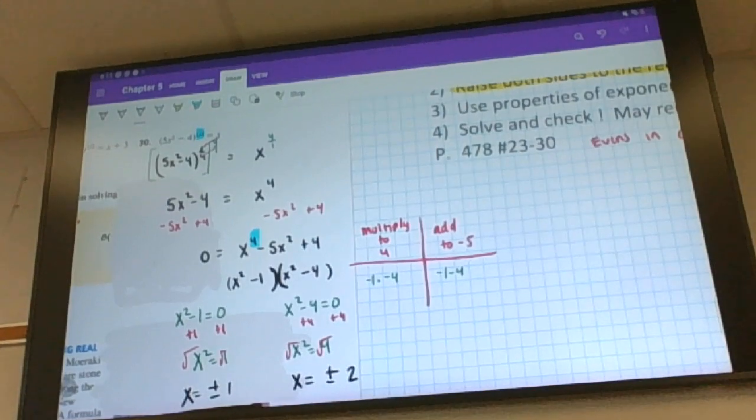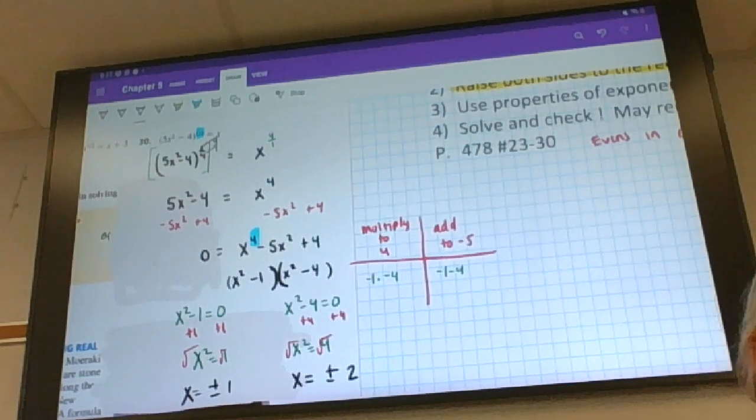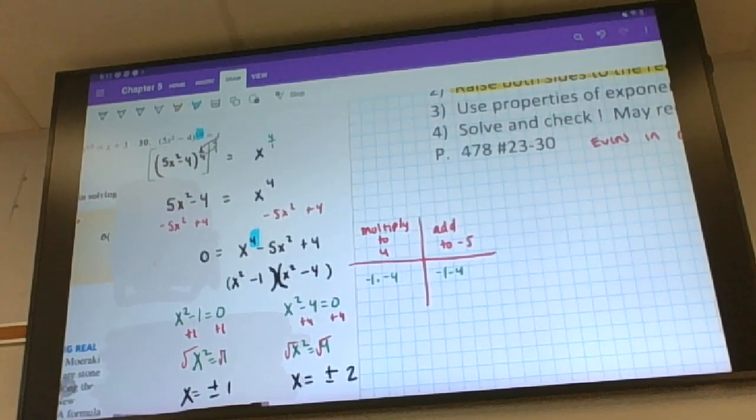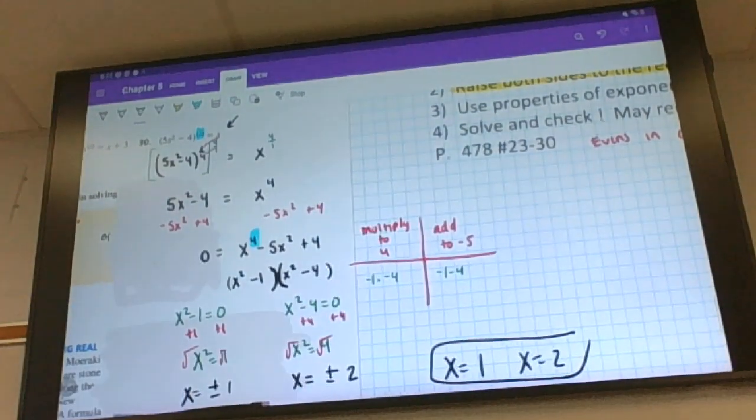Now there's a good chance one of those don't work. Let me look. I don't think any of those negatives will work. All of these negatives are rejected. You can't have this be equal to a negative x. So my answers are just 1 and 2. Alright, now did you do 30? Because when I walked last time, I was looking for 30.